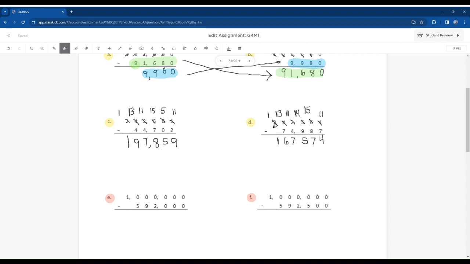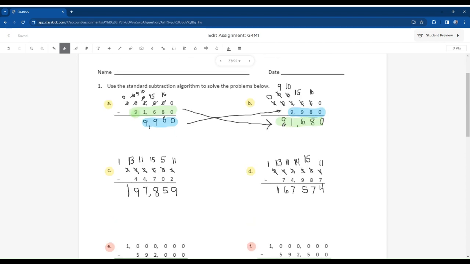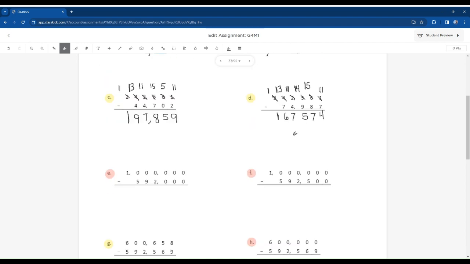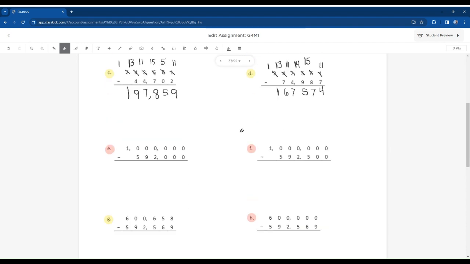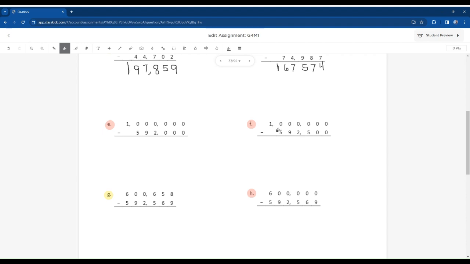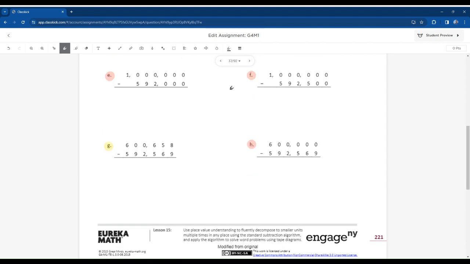So as you can see, we really want students to be proficient and competent regrouping. And you can see in these 4 problems here, I've had to regroup just about every single time in the place values. We really want students to be competent with this skill. I'm going to skip over E and F right now to do letter G, and then I'll come back and do E, F, and H.